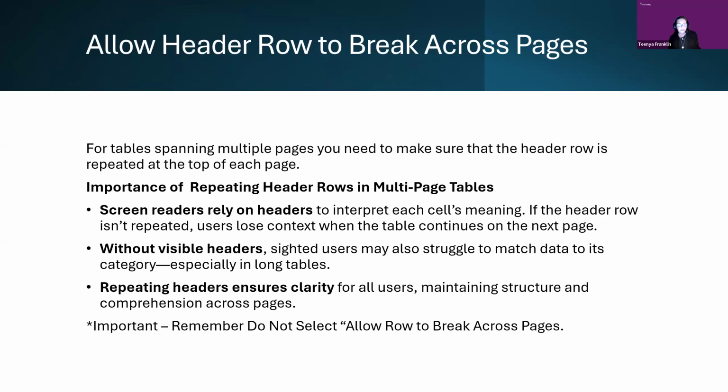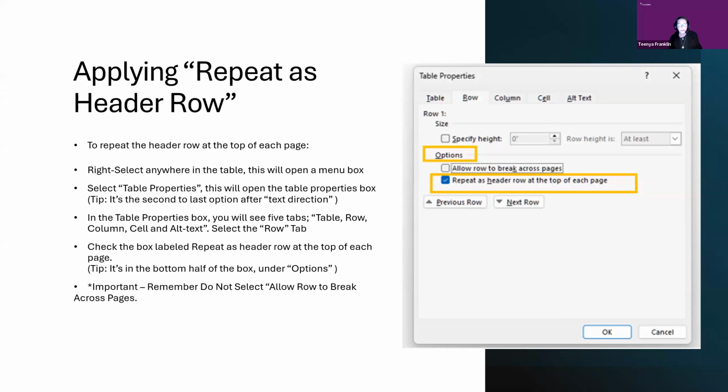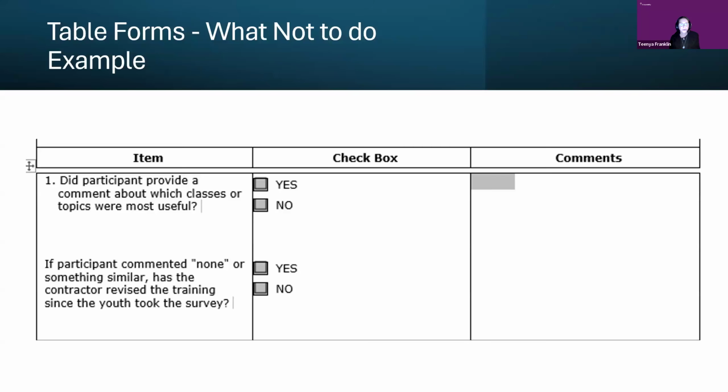And again, this is allowing the header row for tables that span multiple pages. Make sure that header row is repeated at the top of each page, because screen readers rely on headers to interpret the cell's meaning. If the header row isn't repeating, users can lose context when the table continues onto the next page, especially if it's a table that spans 10 pages. So you want to make sure that you do that. And here's a step-by-step screen of how to apply the repeat as header row.